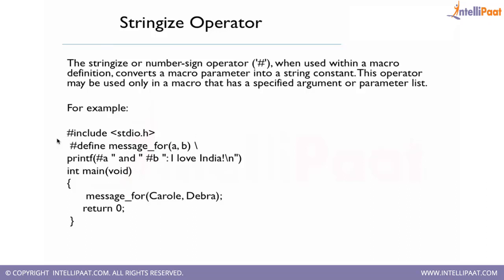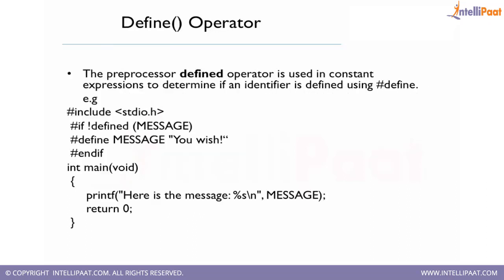Here we have the standard stdio.h. Now this is my macro where I'm using a continuation operator. In the main function I'm using message for Carol and Deborah. So message for A, B: here I'm using A, here I'm using B. Carol will be replaced with A and Deborah will be replaced with B. So our final output will be Carol and Deborah, I love India. So this is my output of the stringize operator.